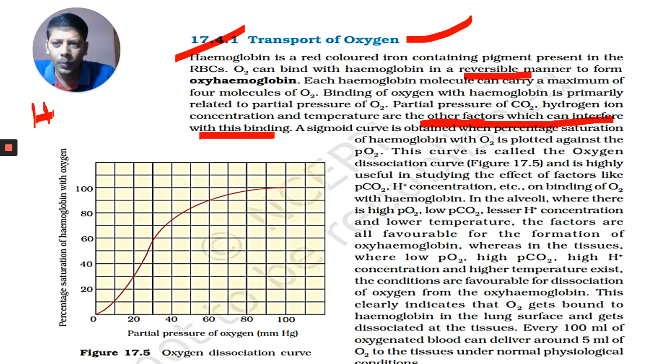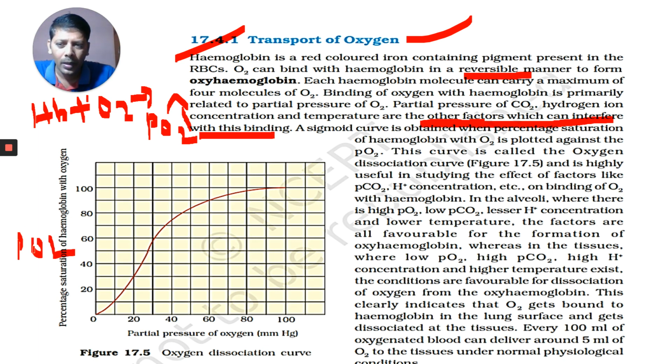Hemoglobin binds with oxygen. This binding primarily depends on the partial pressure of oxygen. If the partial pressure of oxygen is more, this binding also would be more. The other factors that can influence this binding are partial pressure of CO2, H+ ion concentration, and temperature. These factors also can influence this binding.